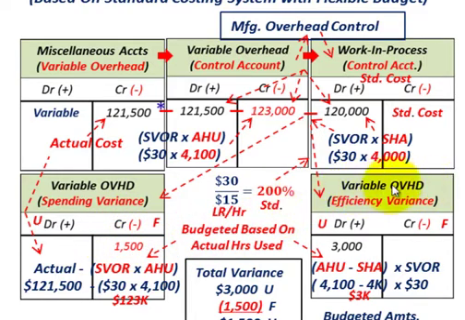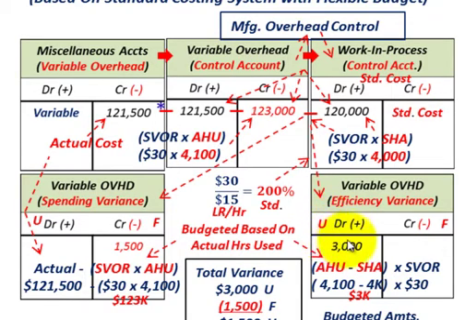Now moving over to our variable overhead efficiency variance. Again, it's based on the actual hours used versus our standard hours allowed. To determine that, you just take your actual hours used, subtract from it the standard hours allowed, and multiply by your standard variable overhead rate. So actual hours used, 4,100, less the standard hours allowed, 4,000, times $30, your standard variable overhead rate, is going to give you $3,000. So we're going to debit that account for $3,000, and it's going to be an unfavorable amount.